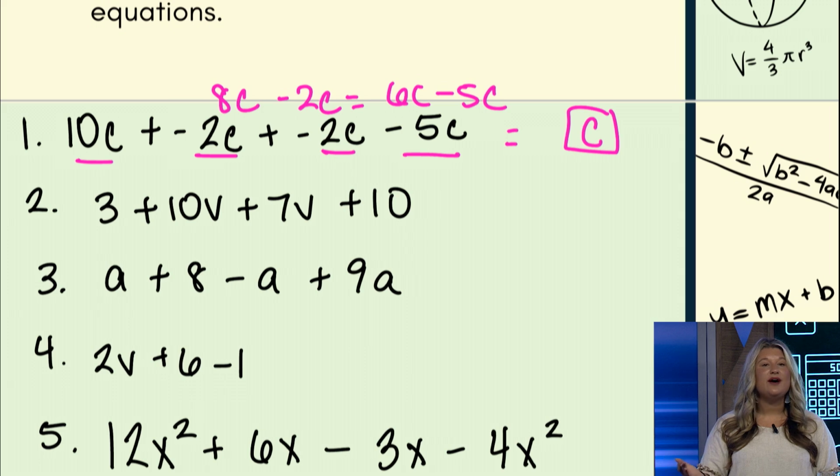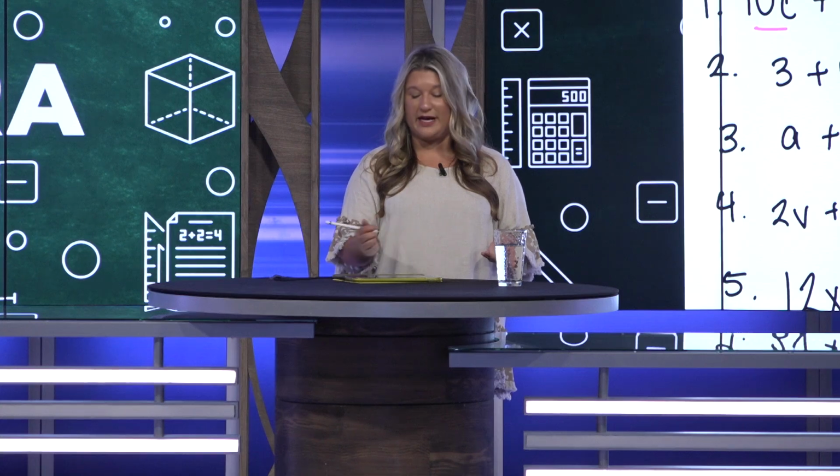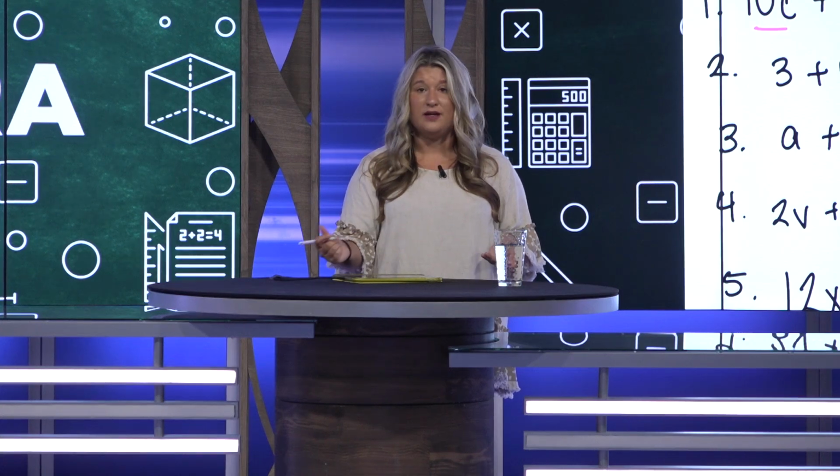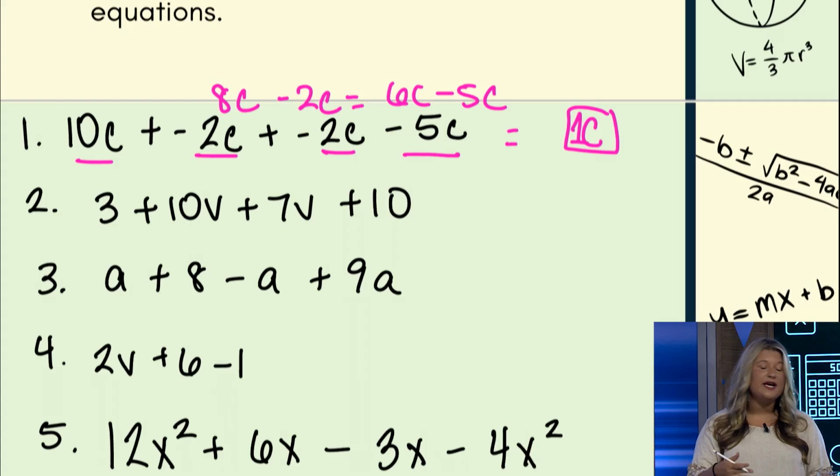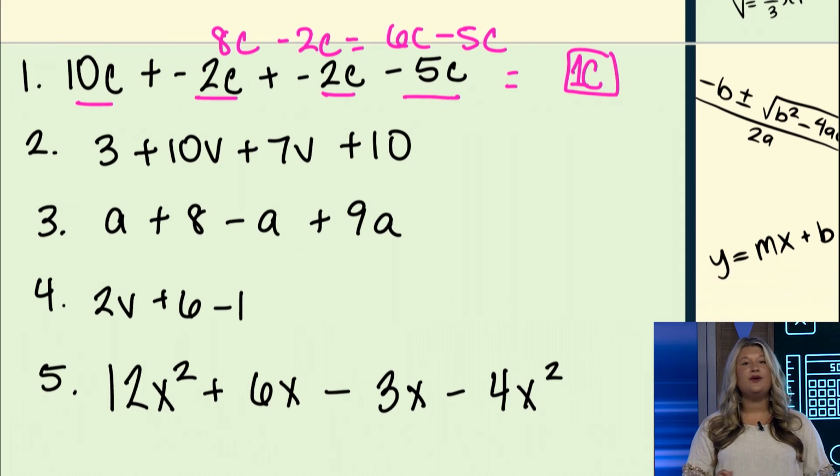Also, whenever you have an answer with just a variable and it's 1, you don't have to write the 1. That's another one of those invisible math rules. You can write 1c, or you can just put c. They equal the same thing.